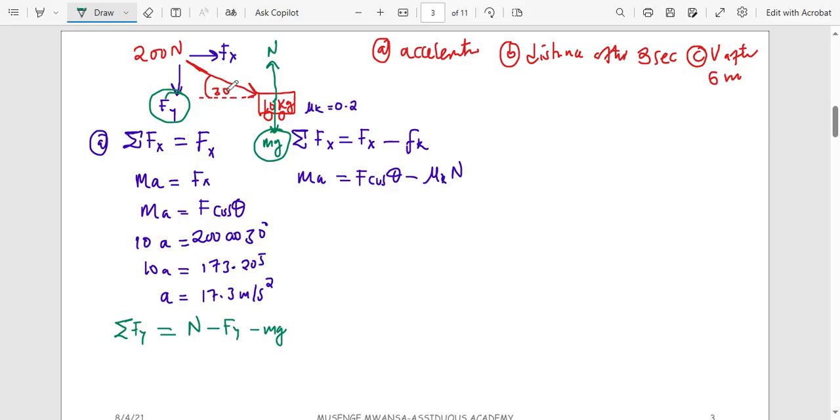Now, because this object is not moving up and down, remember net force is given by mass times acceleration. Because this object is not moving up and down, the acceleration in the y is 0. Therefore, the net force is going to be 0, and that will be equal to N minus Fy minus mg. That tells us that the normal force, if I take these negative terms to the other side, is equal to Fy plus mg. So that becomes the equation for normal force.